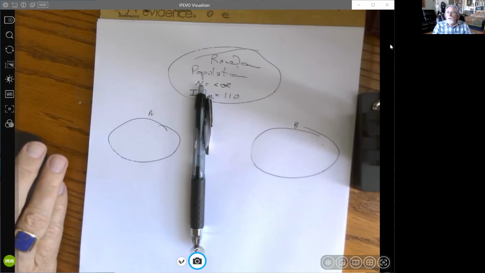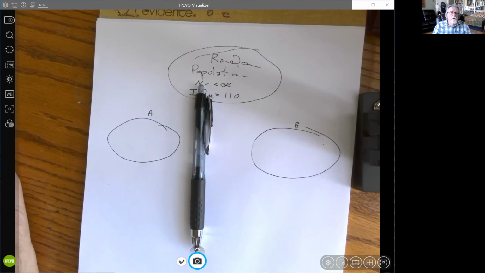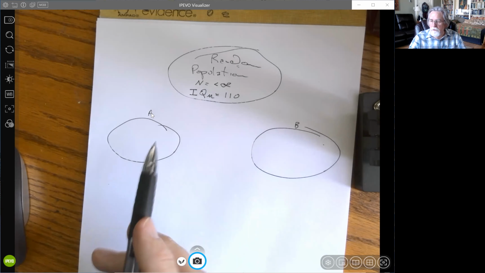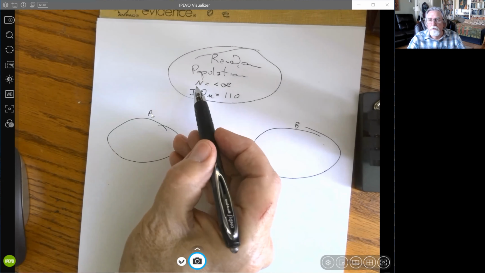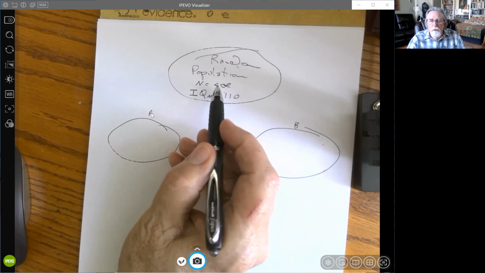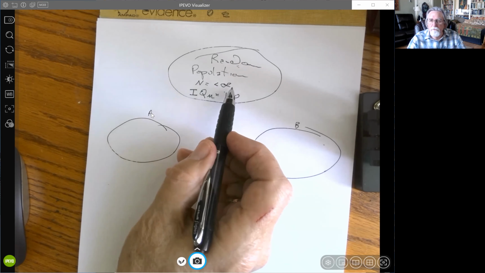Okay. Now this is just a very simple, quick little rudimentary example, and I'm kind of saying, okay, we've got a population here that we're dealing with, and the size of that population is somewhat less than infinity. 30 or 7 trillion or whatever, but it's less than infinity.